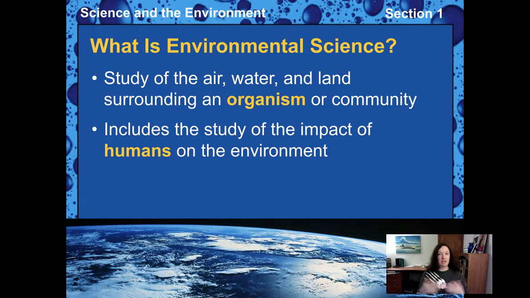This entire class really is more about environmental science than just ecology. And environmental science includes not just the living organisms and how they interact, but it has to do with the air, the water, and the land that are surrounding those living organisms. So it also includes the study of human impact on the environment, more specifically. So next unit is going to be about ecology specifically, but environmental science is a much broader area, and that's what we're going to be focusing on this school year.